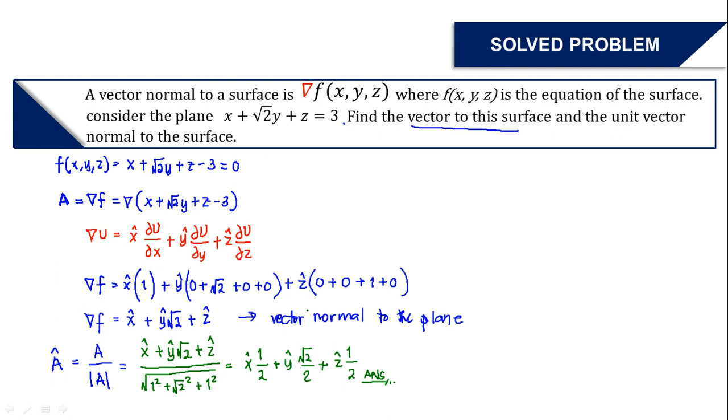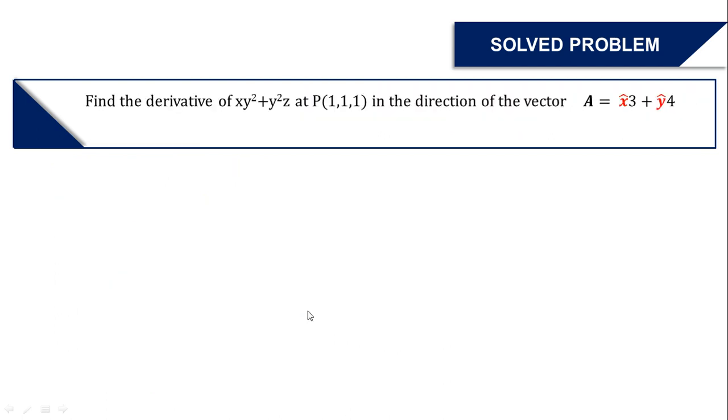So, next. Tapos na tayo dyan. Buburahin ko na yan. Dito naman, sa problem natin na to, pinapahanap yung derivative of xy squared plus y squared z at point 1, 1, 1 in the direction of the vector A is equal to x hat 3 plus y hat 4. Medyo tricky itong question na to, pero sagutan natin.